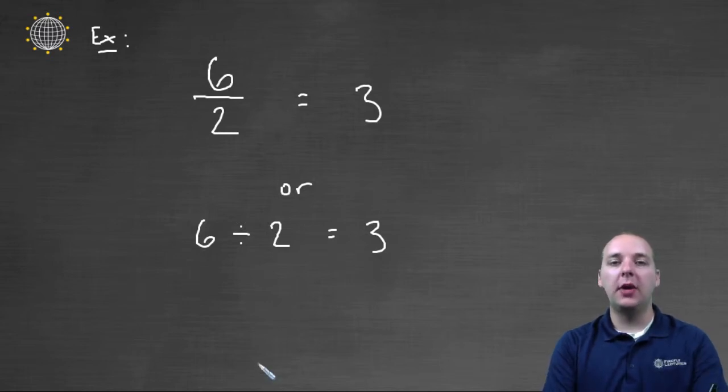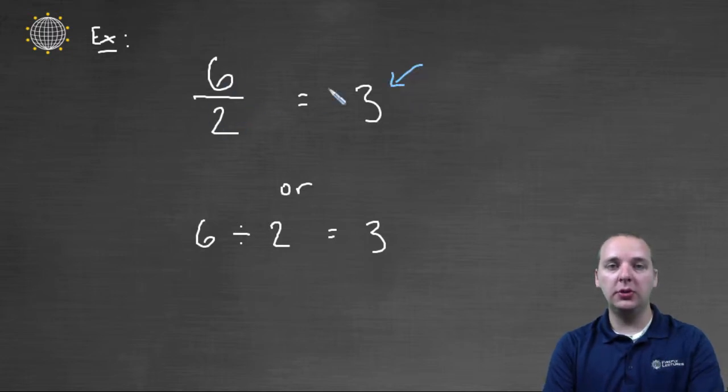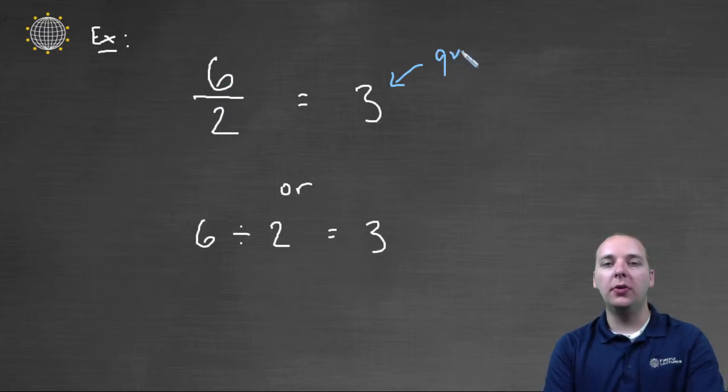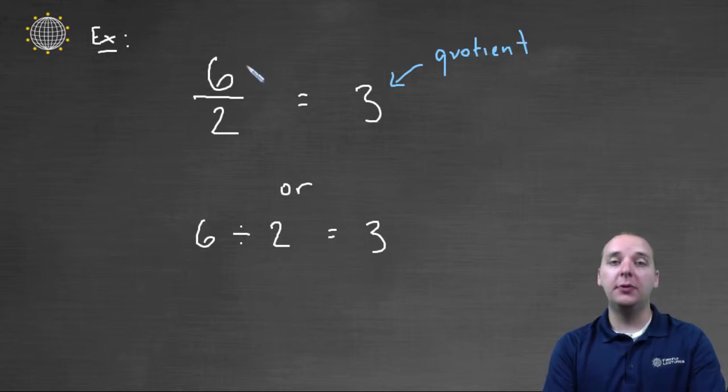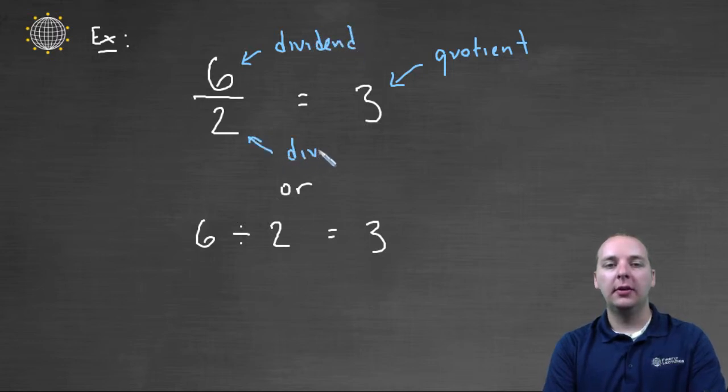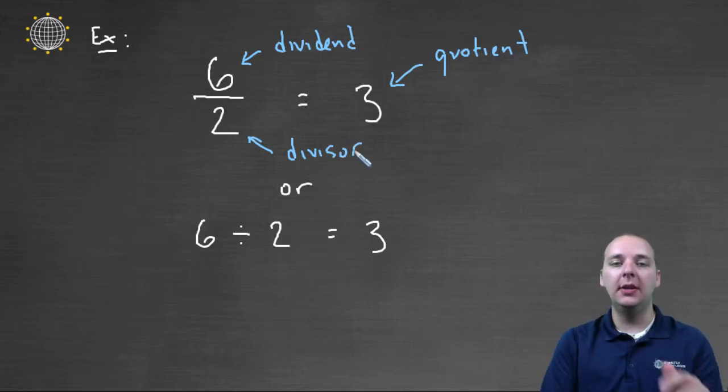Now, there's also some vocabulary associated with this notation here. As we said earlier, the division of 6 divided by 2 gives you 3. 3 is called the quotient of 6 and 2. Now, we also have names for the number 6 and the number 2 as well. For the number 6, this is called the dividend, and 2 is called the divisor. So the divisor is the number that divides into the dividend, and then when you divide them, if you get a whole number, the answer is called the quotient.